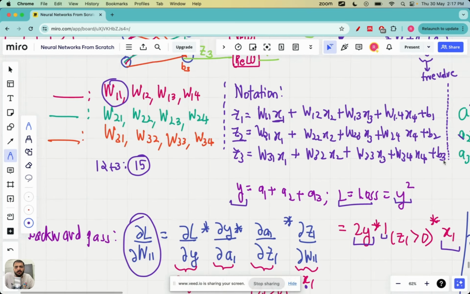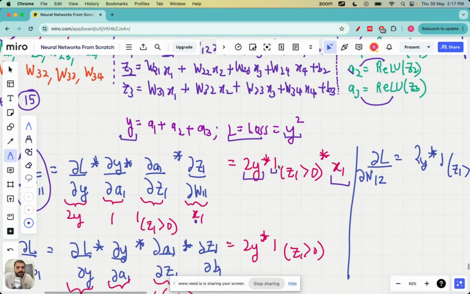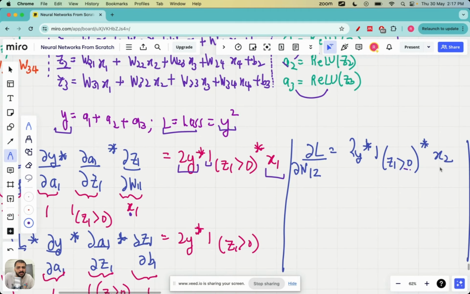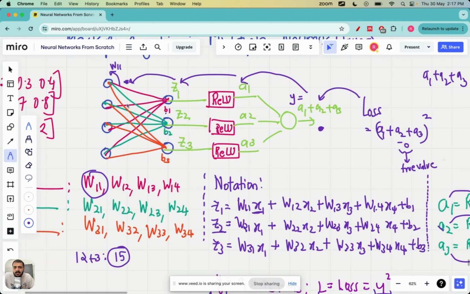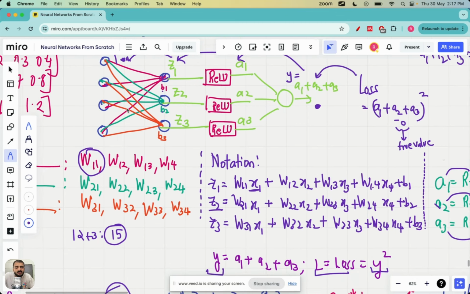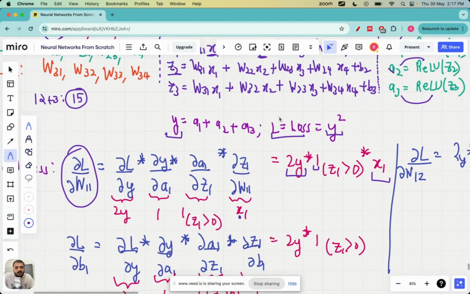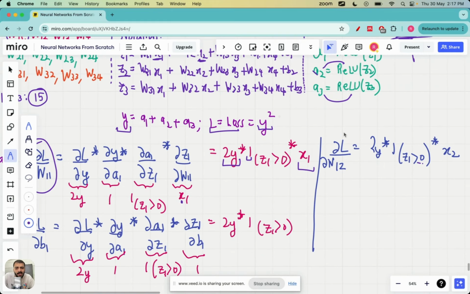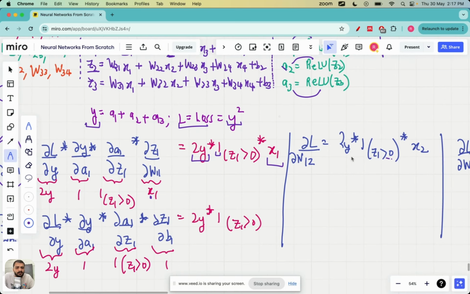Similarly, the partial derivative of L with respect to W12 will also be equal to 2y into 1 if z1 is greater than 0, multiplied by x2. Remember, for W12, which is the weight coming into this neuron from this particular input, the only thing which will change is that we will need to take the derivative of z1 with respect to W12. So only x2 will survive. So in the formula, the answer for the derivative of L with respect to W12 is the very same as W11, except that instead of x1 it will be x2.